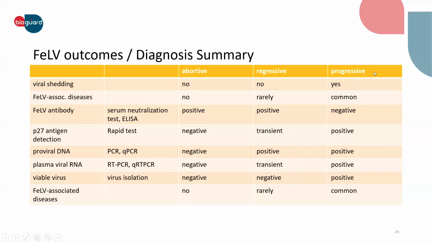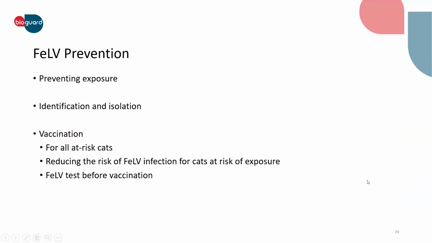And for progressive infection, the virus shedding, of course, yes. And it's common to see FeLV-associated diseases. The FeLV antibody will be negative because they cannot produce antibody anymore. And the P27 antigen, provirus DNA, and plasma virus RNA will also show positive, and you can also see the visible virus.